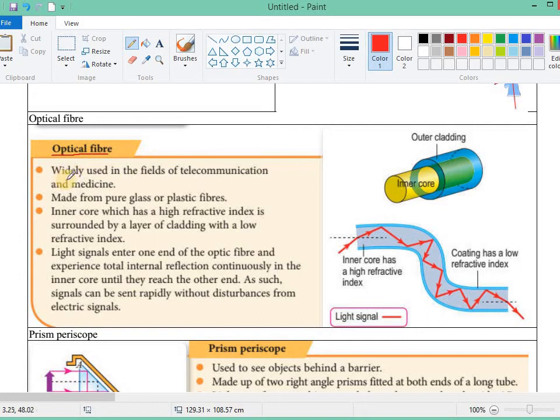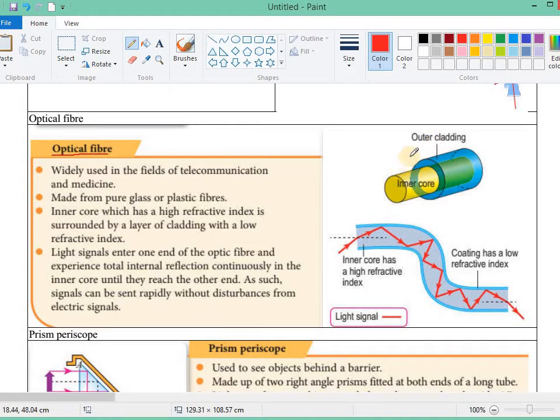Optical fiber is widely used in the field of telecommunication and medicine. It is made from pure glass or plastic fiber. The internal core, which has a high refractive index, is surrounded by a layer of cladding with low refractive index. The light signal enters one end of the optical fiber and experiences total internal reflection continuously in the inner core until it reaches the other end. As such, signals can be sent rapidly without disturbance from electric signals.